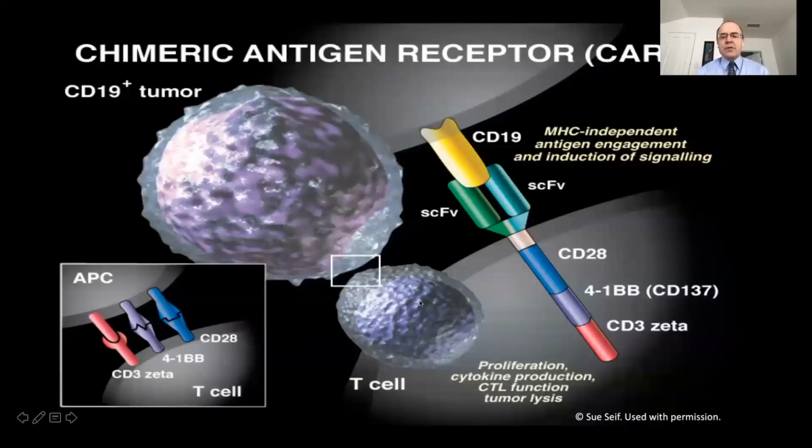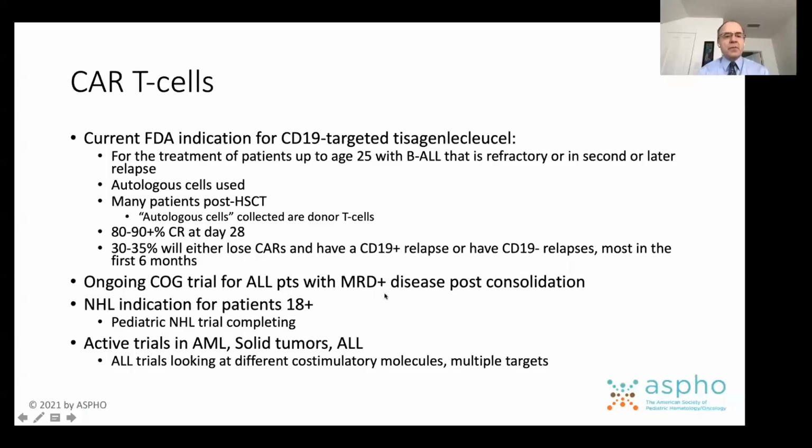CAR T cells. I think all of you know and understand and have heard about CAR T cells. This is basically taking an engineered antigen receptor and putting it in a T cell. That receptor then targets your cancer cell. It has with it domains that cause rapid expansion and improved killing.